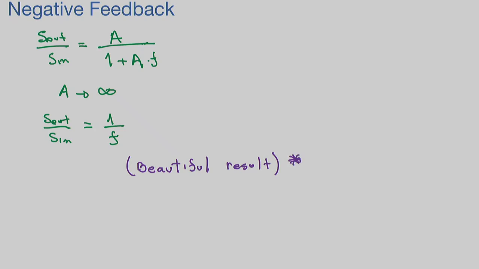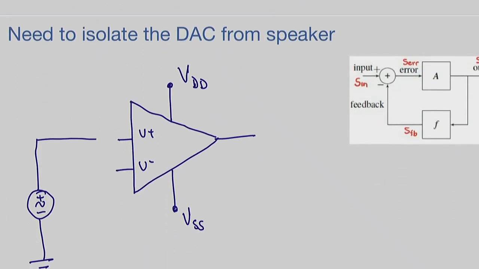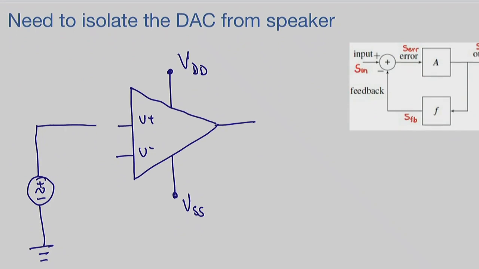Very good. So useful. Let's go back to our design. We started off here, and we said, wait, let's isolate the DAC from the speaker, because that was not working. It was bringing the voltage down. We put it together with an amplifier, then we distorted the signal.